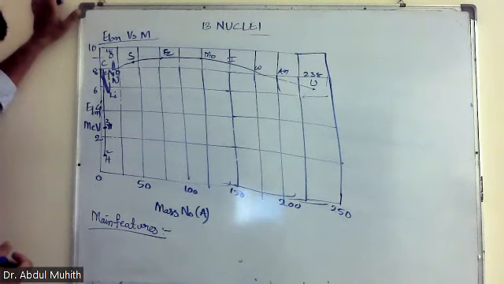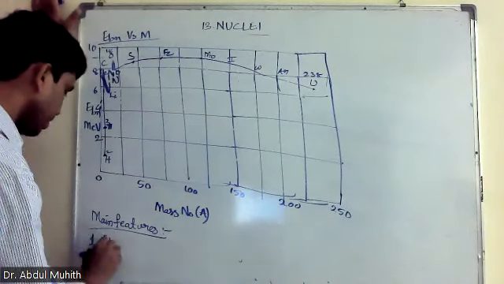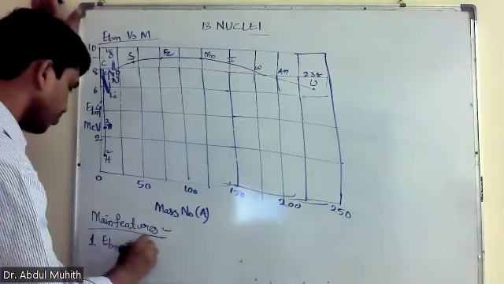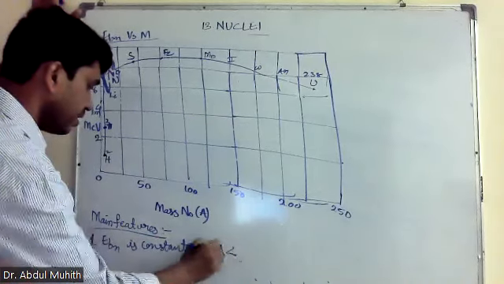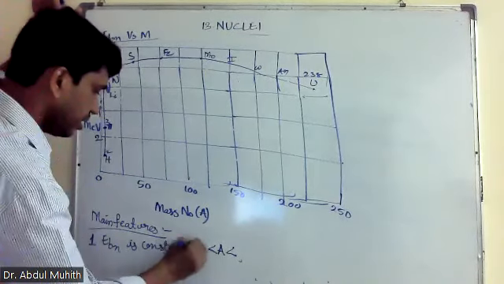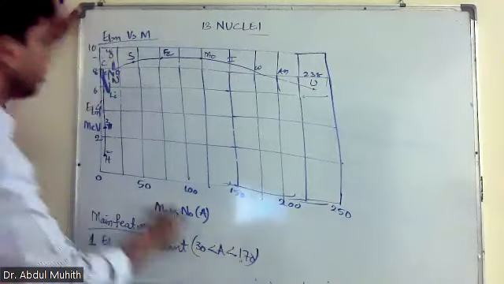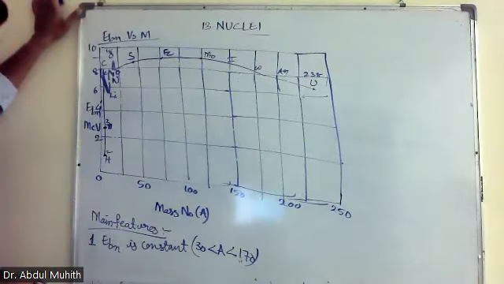Now, the first one: binding energy per nucleon, EBN, is practically constant. From where to where is it constant? When the mass number is between 30 and 170. It is almost a straight line. From 30 to 170, it is almost a straight line. So no need to worry.